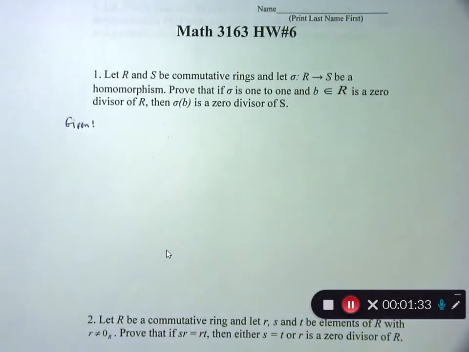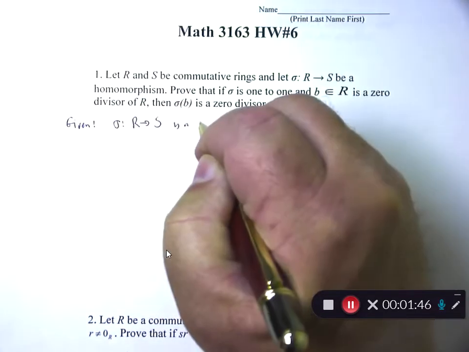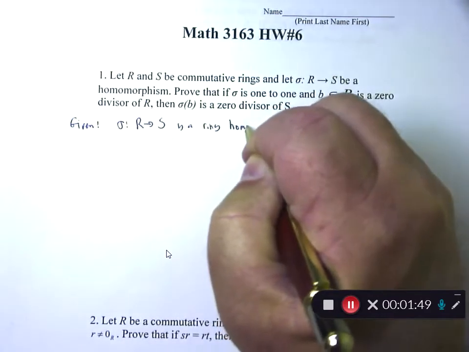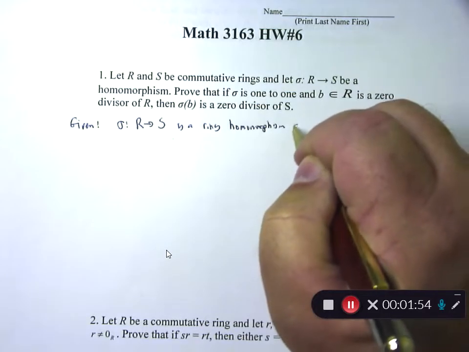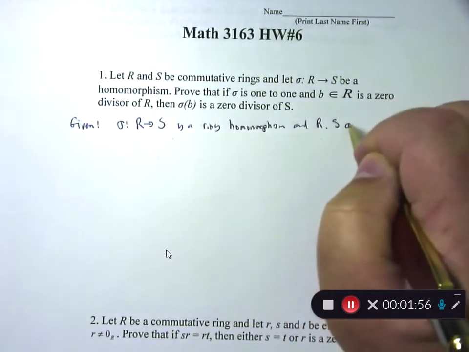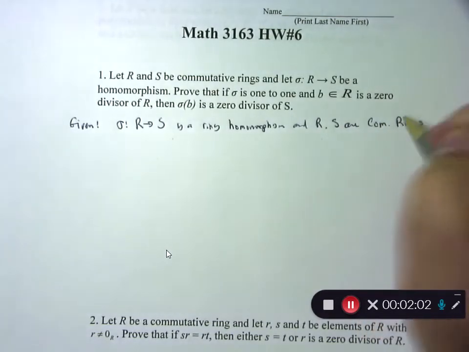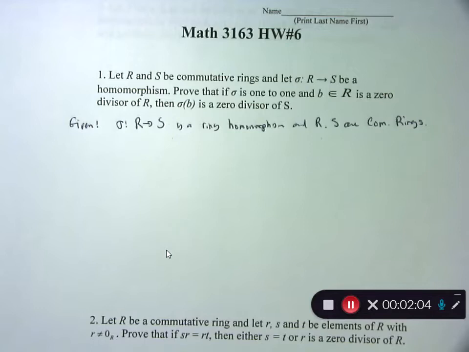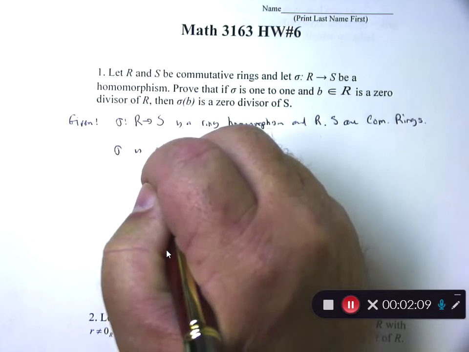Again, this is my scrap sheet of paper, so this is not the way I'm actually going to write it up, but it shouldn't be that big of a proof. We're given, first off, sigma going from R to S is a ring homomorphism, and R and S are, I'll abbreviate, commutative rings. We're also given that sigma is injective.